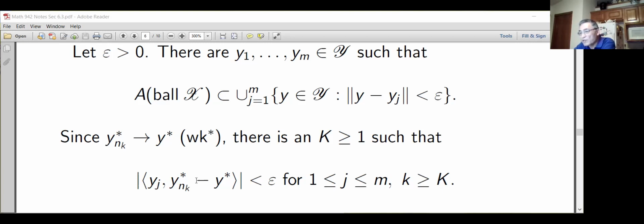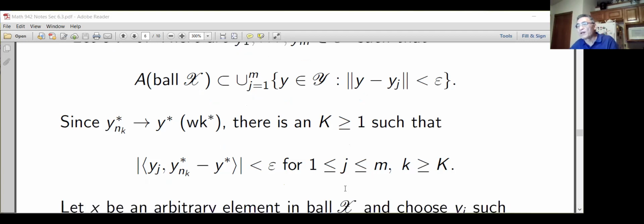So this is true for j from 1 to m, k greater than or equal to big K. Let me say it again. For each yj, we can find a big K for this to work. Since we have finitely many yj, we just choose the greatest such K. So this big K works for all j from 1 to m, because if you have finitely many numbers, you can find the largest one.